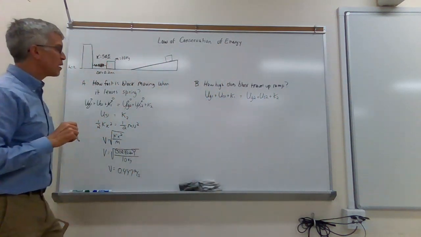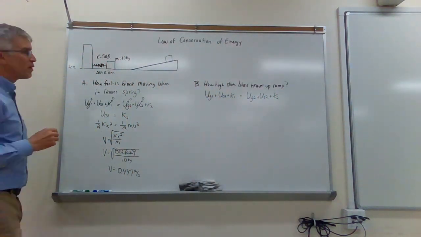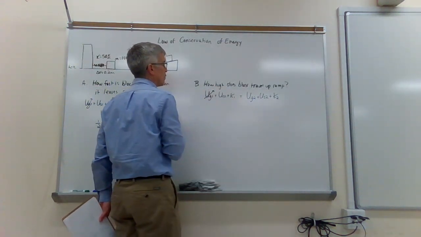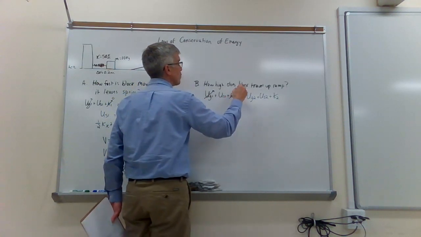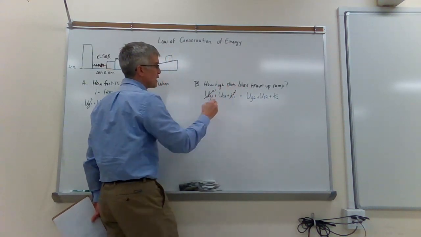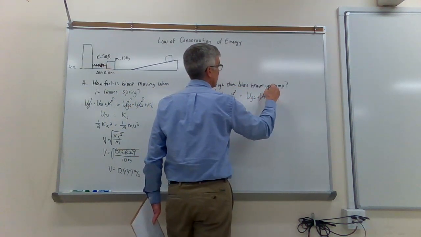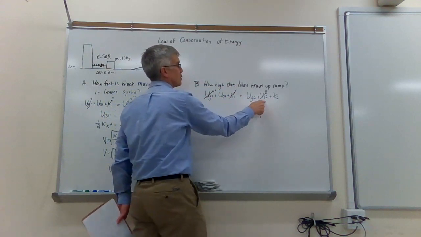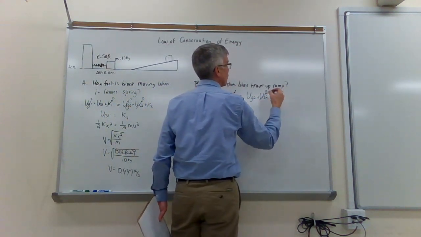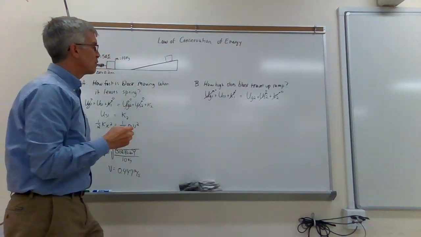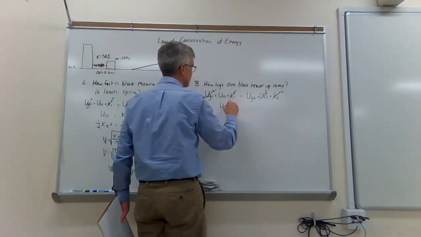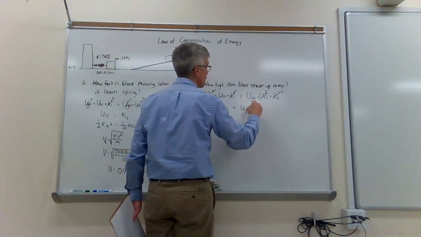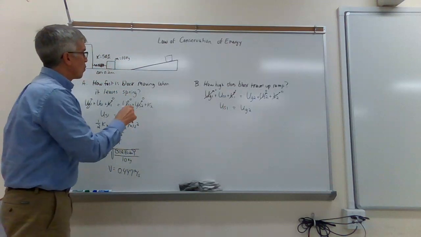Now, like in part A, when the spring is fully compressed, the block is at ground level 0, and it's not moving, so both of those go to 0. When it reaches its highest point on the ramp, it's long since left the spring, so there's no more elastic potential energy. When it reaches its highest point, the kinetic energy is 0. So the elastic potential energy when it's compressed is going to equal the gravitational potential energy when the block reaches up here.